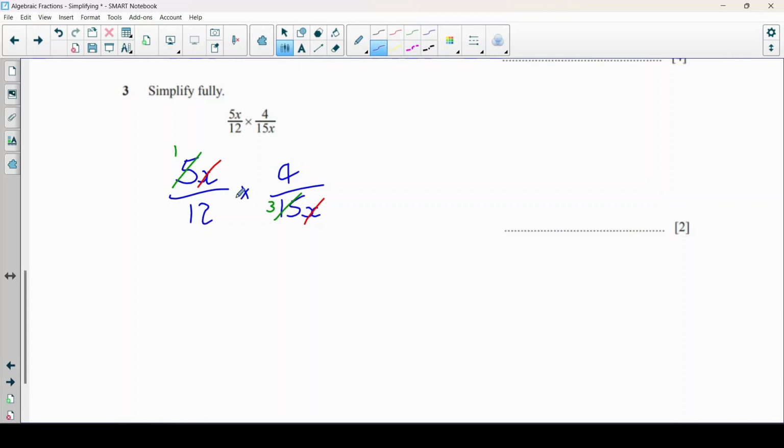Let's do the same thing with the 4 and the 12. 4 divided by 4 is 1. 12 divided by 4 is 3. So I'm left with 1 times 1 on the top. And on the bottom, 3 times 3, which is 9. So that simplifies all the way down to 1/9.